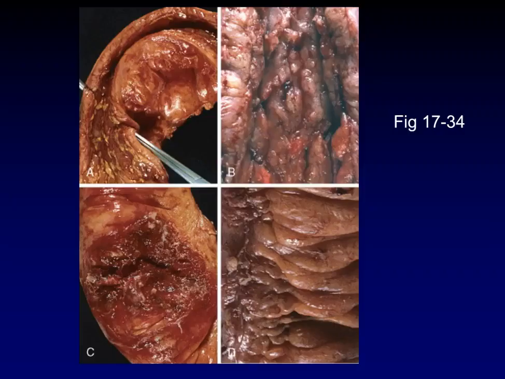These are some figures from Robbins illustrating features of gross pathology of Crohn's. Here you can see the narrowed bowel, the linear ulcers. In this case, there are multiple linear ulcers giving this cobblestone appearance. Sometimes the fistula can go all the way through the bowel. In this case, this is the outside, and there's a serositis, and here is the creeping fat.